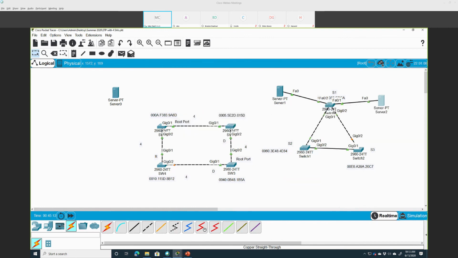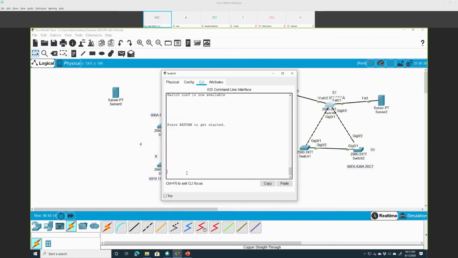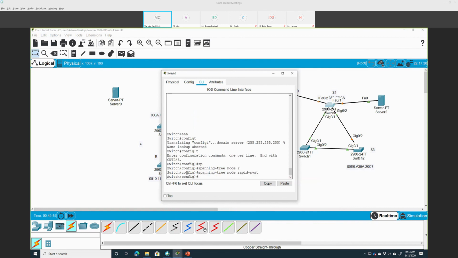So how do you do that? You go, for example, on the switch, and you do enable, config t, and you do spanning-tree. First of all, let's see if they have the same mode. We can put mode rapid. And what you also need to do is put spanning-tree.